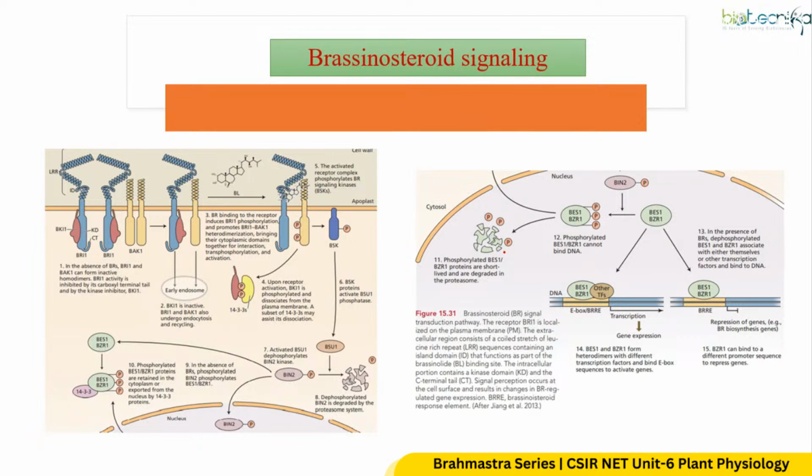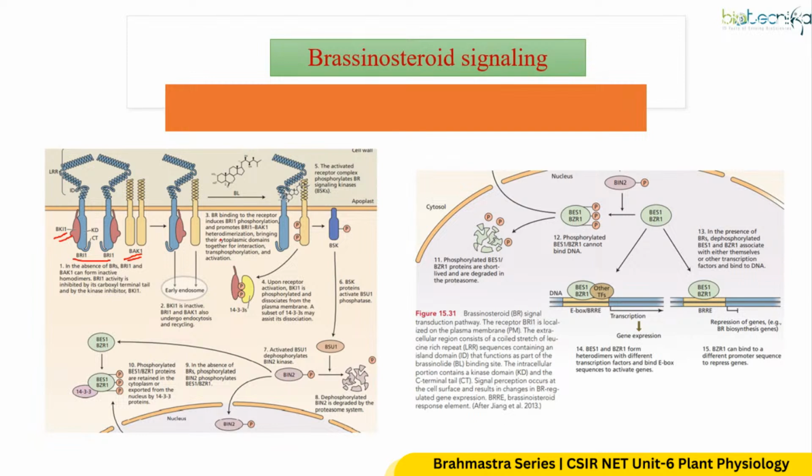Okay. And the last one is the brassinosteroid. From here, you get very few questions, not frequently, but still you can have a look at that. So this is a receptor for your brassinosteroid, that is BRI1, which is a kind of homodimer. And the kinase inhibitor is there, which will inhibit the receptor in the absence of brassinosteroid. Now, along with that, another protein, BAK1, is also there.